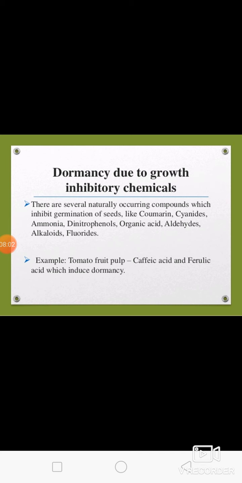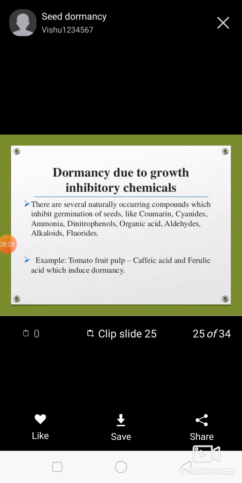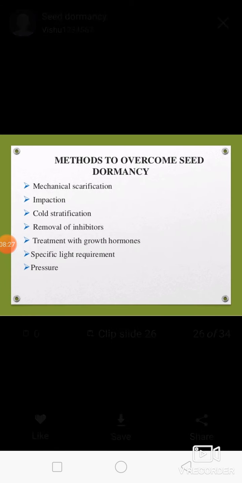Dormancy due to the growth inhibitor chemicals. There are several naturally occurring compounds which inhibit the germination of seeds like coumarin, organic acids, aldehydes, alkaloids, and the fluorides. Example, tomato fruit pulp, caffeic acid, and ferulic acid, which induce the dormancy in tomato.